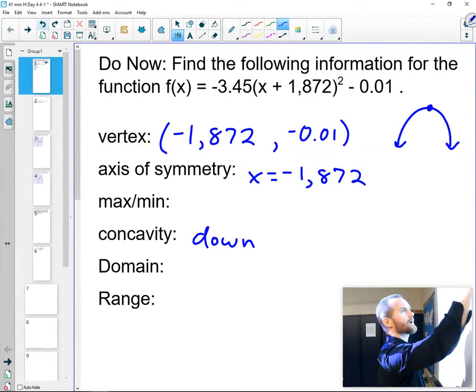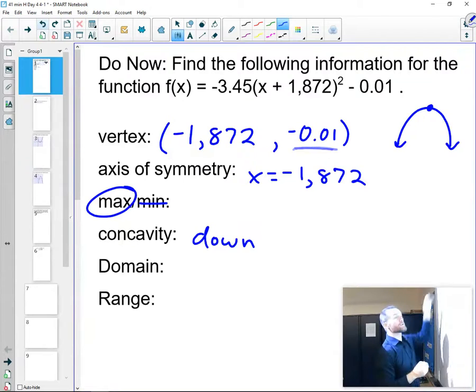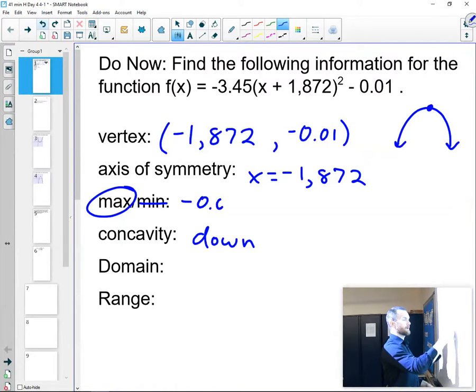And the vertex is going to be right there, and the maximum value will be the y value of the vertex, which is just negative 0.01. Not a very big maximum, but it's a maximum nonetheless.